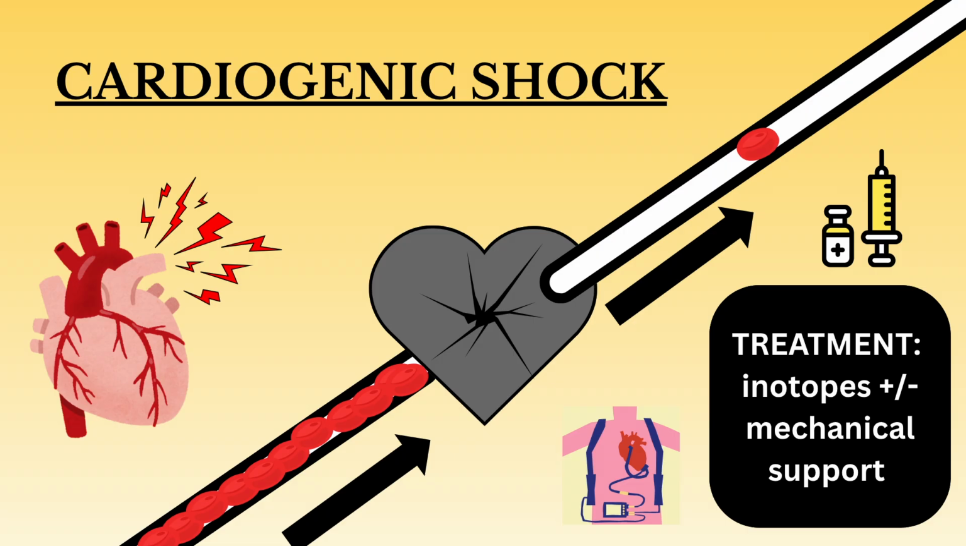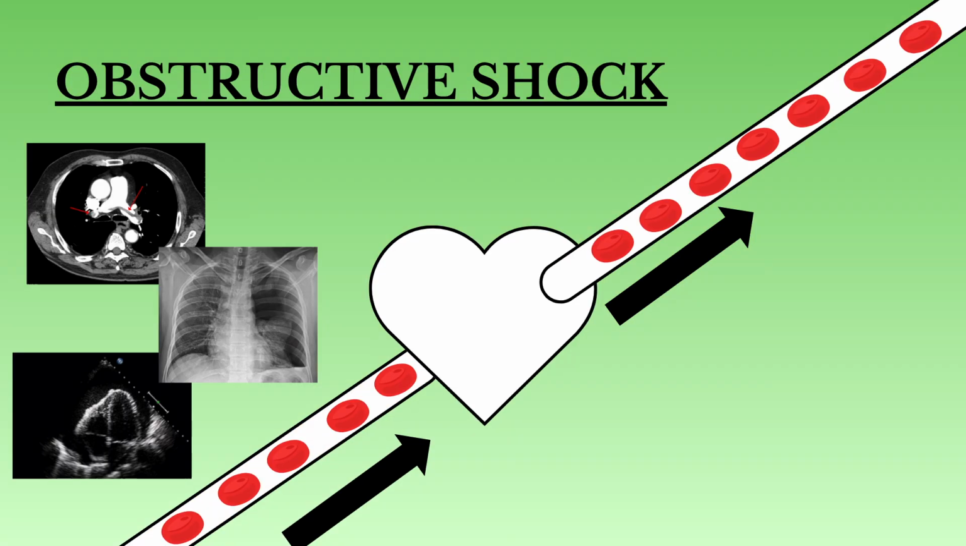Inotropes, like dobutamine or milrinone, can increase the strength of cardiac muscle contraction in order to improve this failing cardiac output. If these don't work, mechanical supports like an intra-aortic balloon pump or ventricular assist devices can be tried.